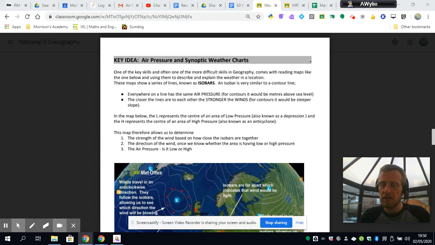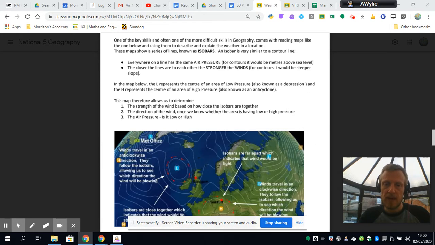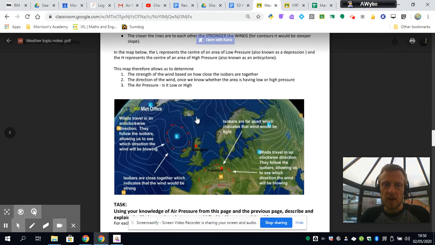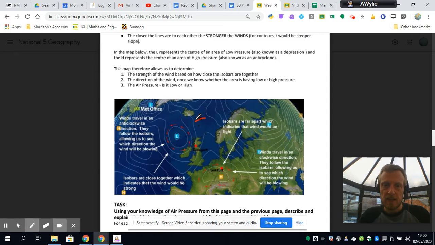This is the final part of last week's lesson, which was looking at the fact that on this weather map that you can see here, you have these key aspects of these weather maps called isobars. Now, isobars are lines of equal air pressure. So if I just take this one here, for example, everywhere along that line would have the same air pressure. So that's the first thing we know.